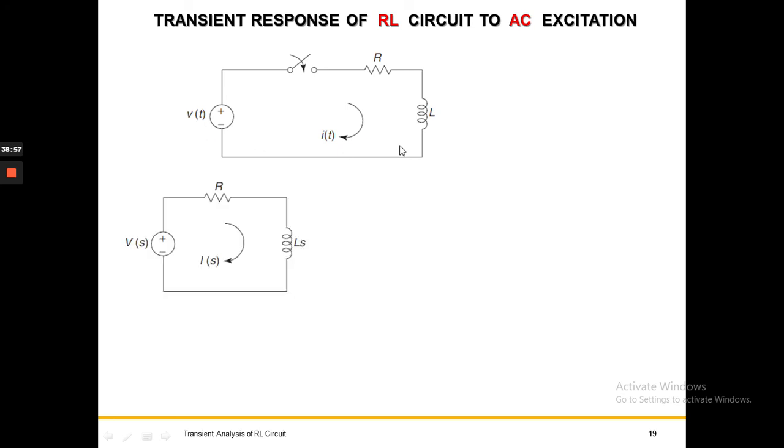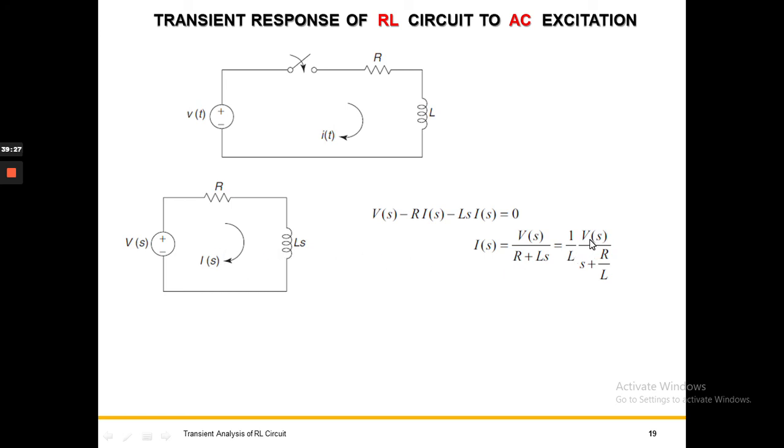So first you convert that circuit into the frequency domain. As you can see, before closing the switch there is no initial current, so you can convert this into the frequency domain. V of t will be V of s depending upon the function. Whatever the function, you have to take the Laplace transform of that function. So now you take the KVL.